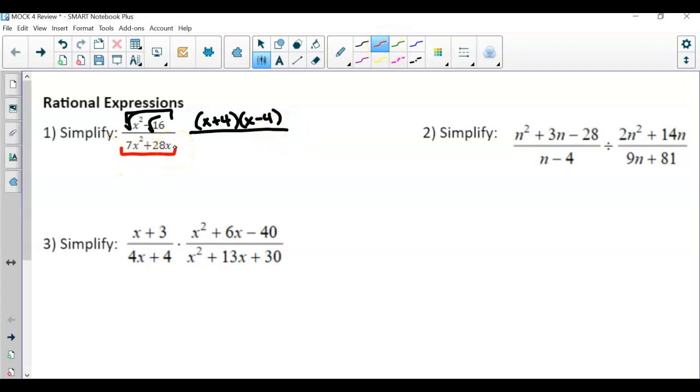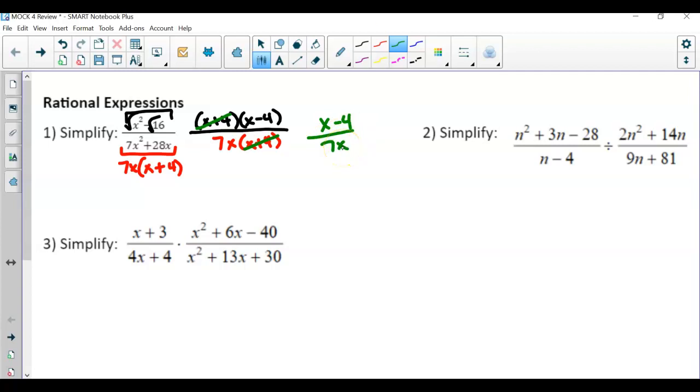Well, I notice here I have two terms, but I have a GCF. So I have a GCF of 7, but they also both have x. So 7x. When I take out that 7x, factor it out, I'm left with 1x still, but now 28 divided by 7, which is 4. So in the denominator, I have 7x times x plus 4. So now I can cross out and eliminate the x plus 4s. So notice here you're left with x minus 4 over 7x.